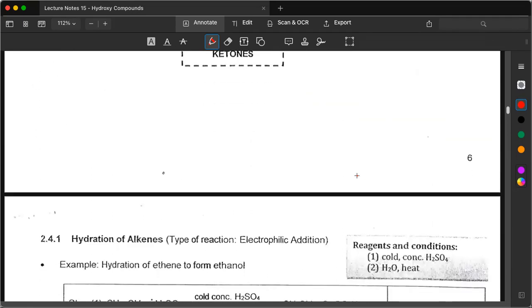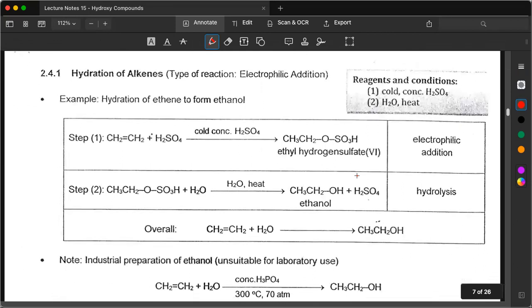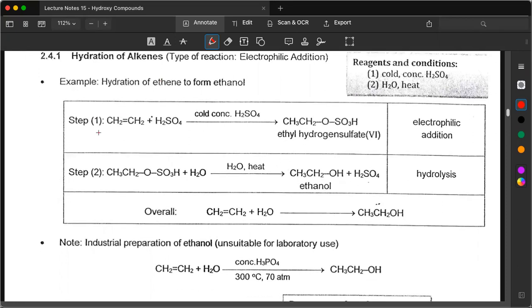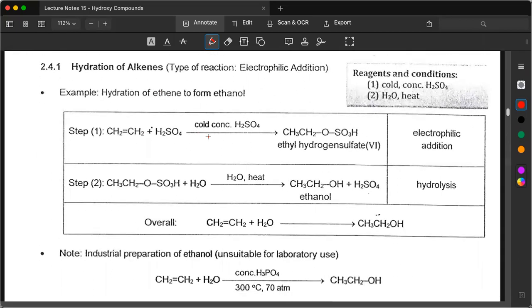We shall look at them individually, starting with hydration of alkenes, which is electrophilic addition. Looking at the example of the hydration of ethene to form ethanol, the reagents and conditions are cold concentrated sulfuric acid and water at high temperature. In step 1, the ethene reacts with the sulfuric acid to form ethyl hydrogen sulfate. This is an example of an electrophilic addition.